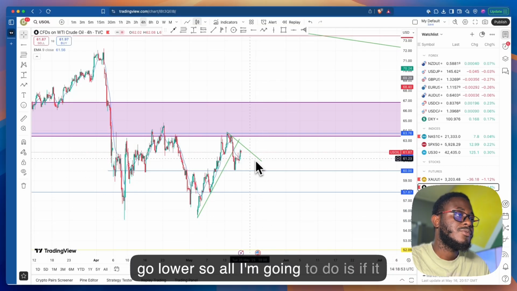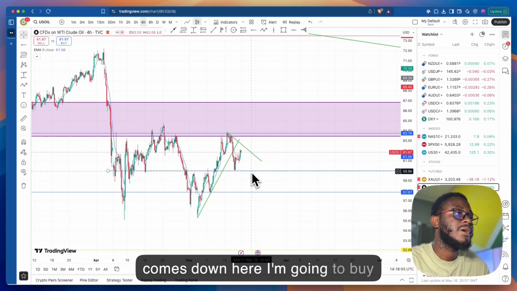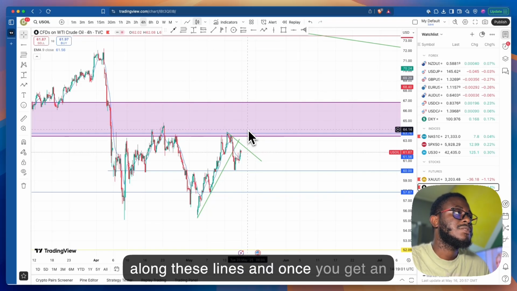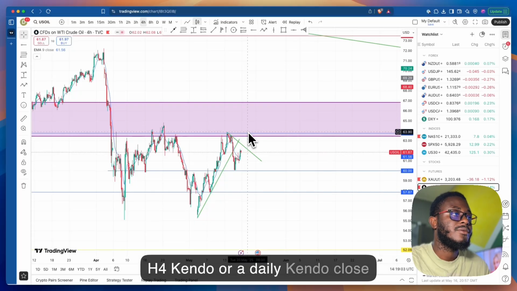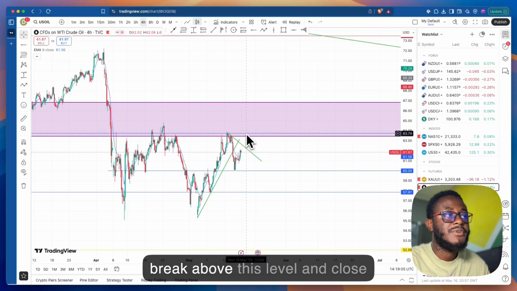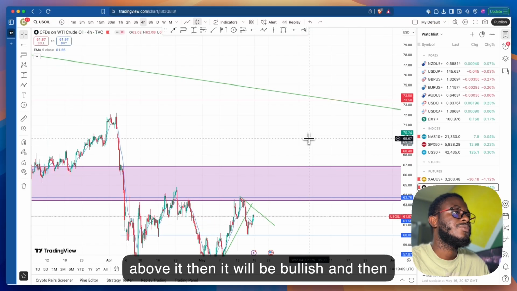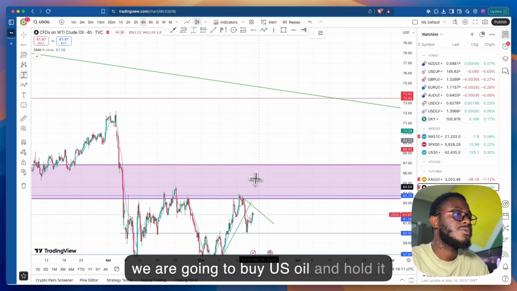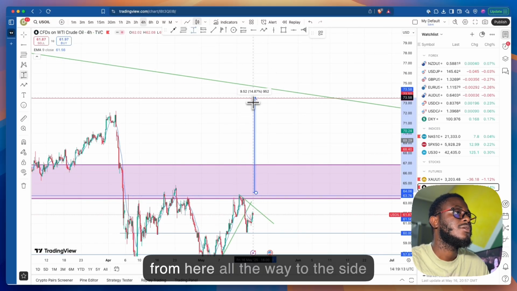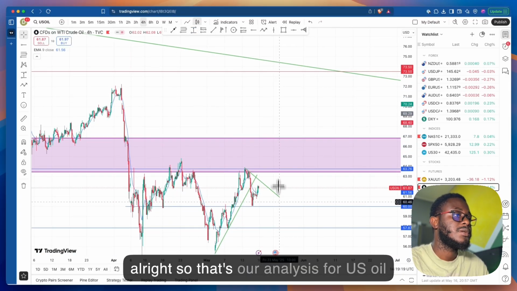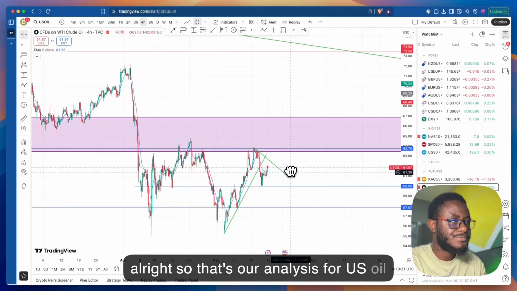So all I'm going to do is, if it comes down here, I'm going to buy, and probably wait for confirmations along these lines. And once you get an H4 candle or a daily candle break above this level and close above it, then we'll be bullish, and then we are going to buy US oil and hold it from here all the way to the sideways level or even to this trend line. All right, so that's our analysis for US oil.